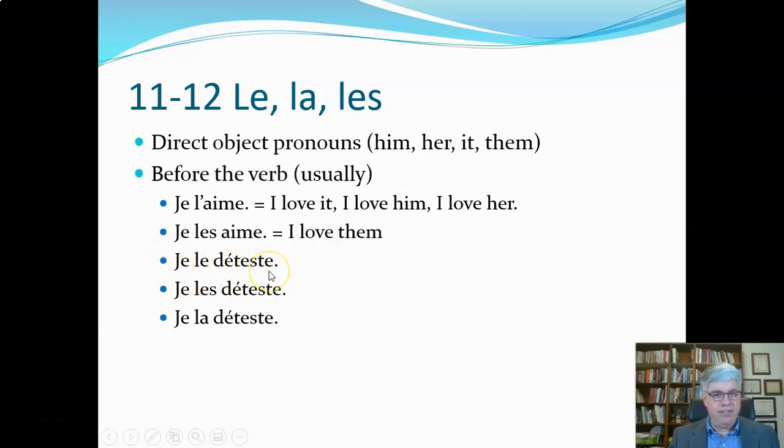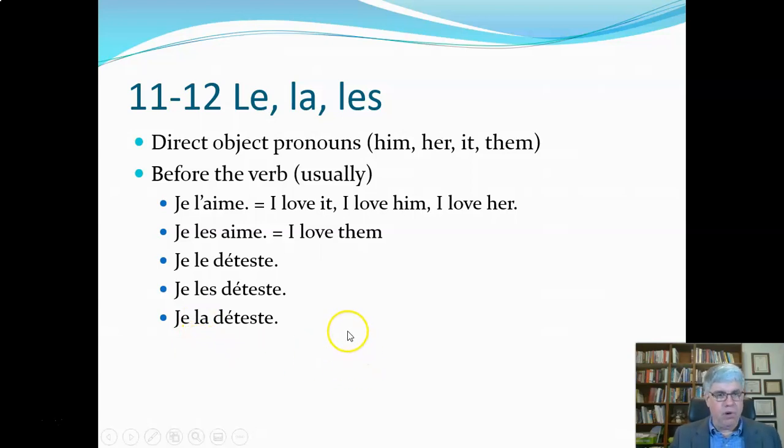Je le déteste. Now, déteste, we get the English word to detest there. It's not always that strong in French. A lot of times it's just I dislike. So I dislike it, or I dislike him. Je les déteste. I dislike them. Je la déteste. I dislike her, or it could be an it that's feminine.